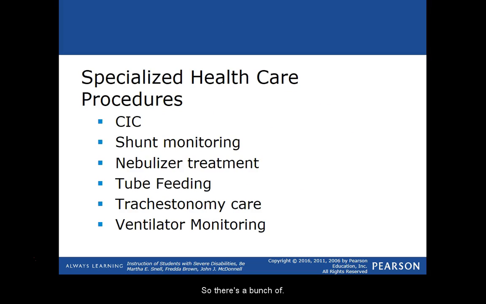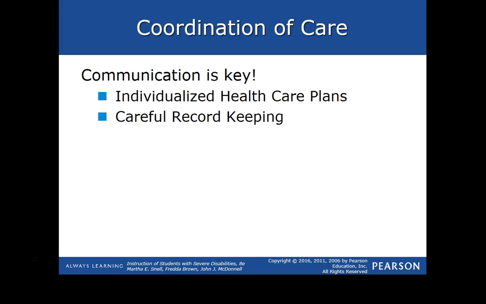So there's a bunch of specialized healthcare procedures that you may want to be familiar with: CIC, shunt monitoring, nebulizer treatment, tube feeding, tracheostomy care, which I always have trouble with, and ventilator monitoring. And that will be as related to the specific student and their healthcare needs. In the coordination of care, communication is key. So have an individualized healthcare plan for the student, as well as careful record keeping, especially when you're talking about seizure management.